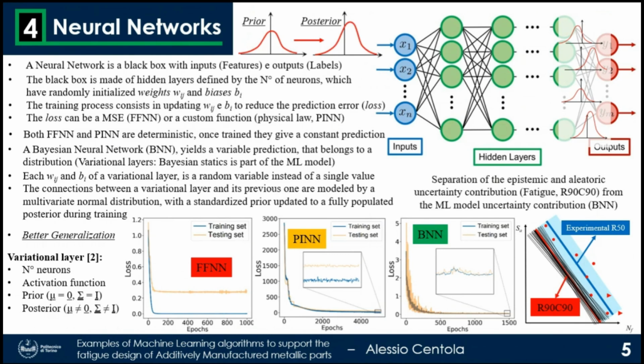Another thing that we have to consider is that with the Bayesian neural network, we are modeling the machine learning model uncertainty, because we can have an envelope of curves belonging to a distribution. And on the other hand, if we are predicting the R90C90 life, we are modeling the epistemic and aleatoric uncertainty that is inherent to fatigue. So in this case, we can separate these two contributions by employing this framework that exploits both the R90C90 life and the machine learning model uncertainty thanks to the Bayesian neural network.